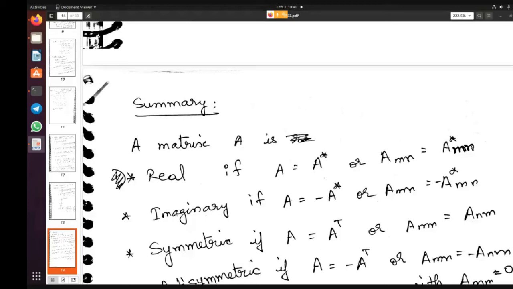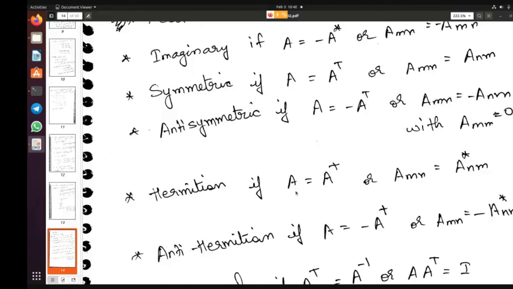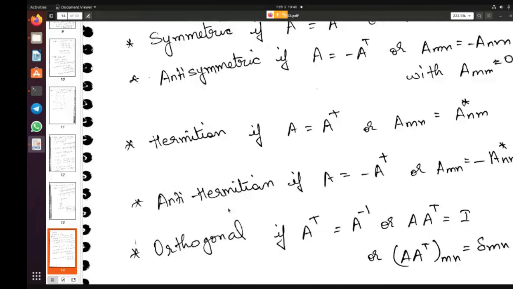Okay, it is imaginary if A is equal to minus A star. Then it is symmetric if A is equal to A transpose, right? So if A and A transpose are both the same, then you say that this matrix is symmetric. It is anti-symmetric if A is equal to minus A transpose. It is Hermitian, this we already know, if A is equal to A dagger. It is anti-Hermitian if A is equal to minus A dagger.